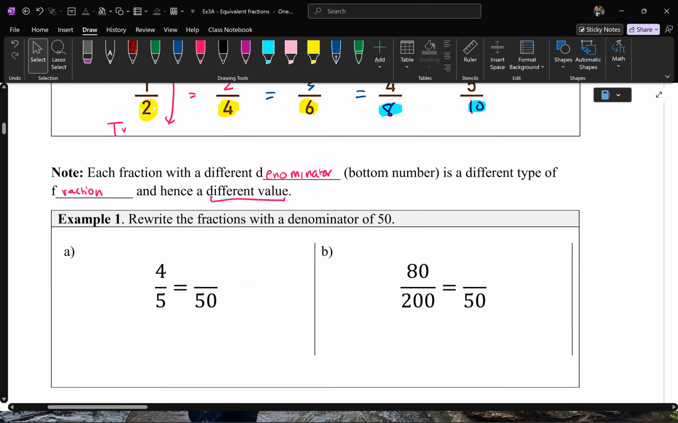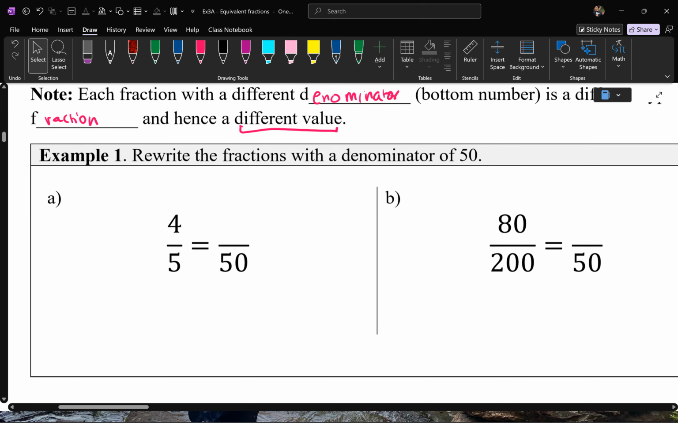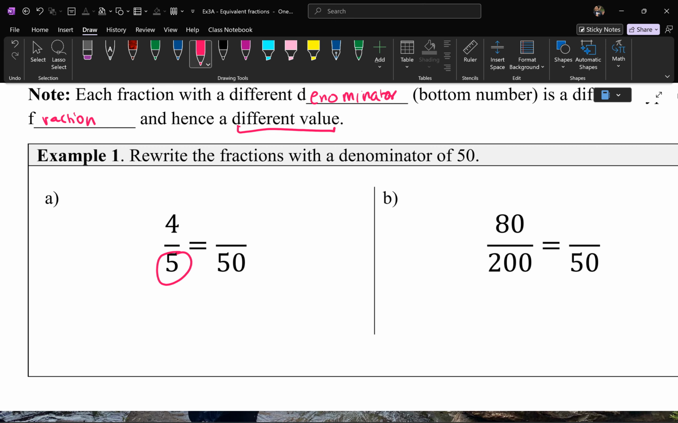So today's lesson, even if you didn't understand the theory that I just described, let's do the technique. This is the skill. They want you to rewrite in this example 1, you've got 4/5. Now this is a pizza cut into 5 pieces. This is a pizza that's cut into 50 pieces, which is very tiny. But they want to know, if someone came in and there was a pizza that was cut up into 50 pieces, how much do you have to eat to make it the same as 4/5? And so we use the same technique again.